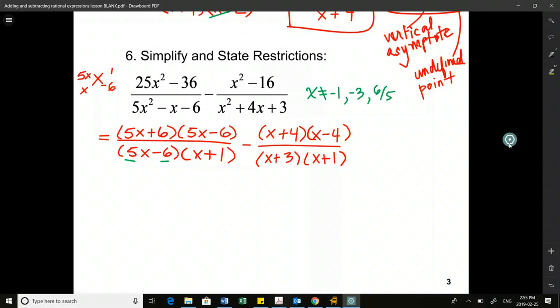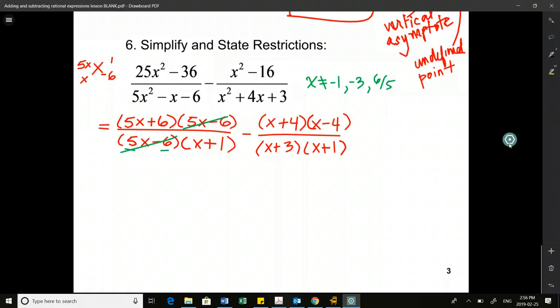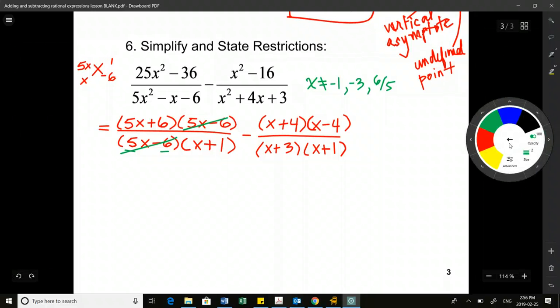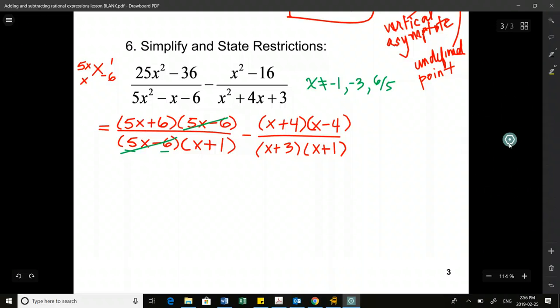Okay, now, because I can actually cancel in this left fraction over here, I'm actually just going to cancel these guys out. This is a lifesaver right here. This makes our life so much easier. We definitely want to make sure we do this if we can in these addition and subtraction questions.